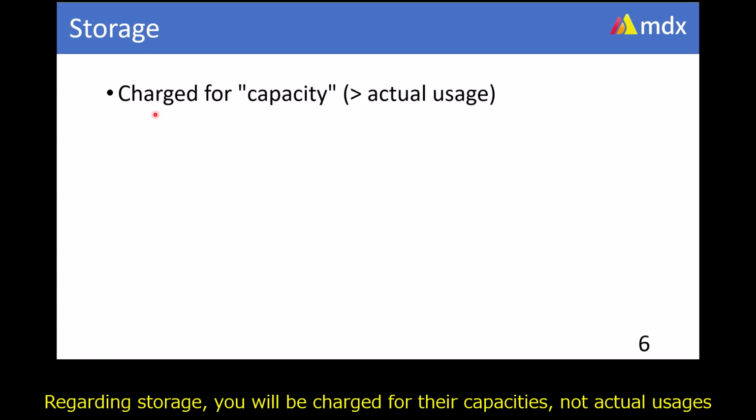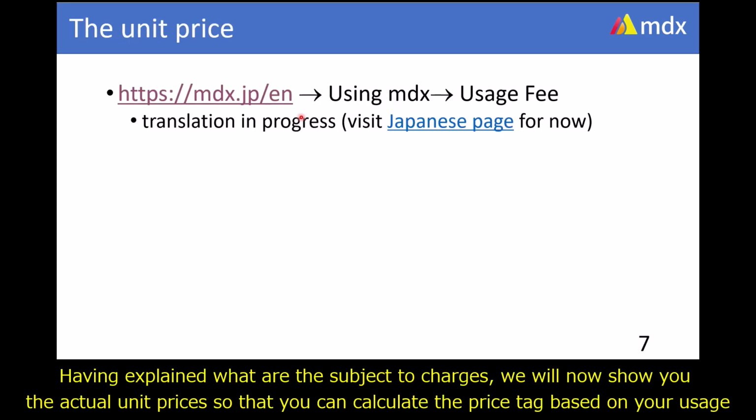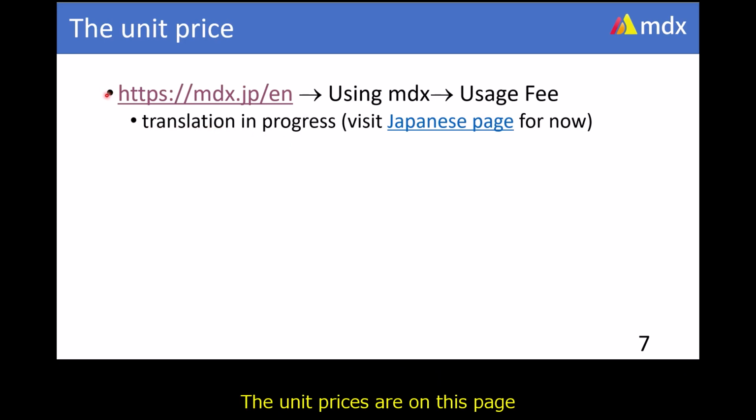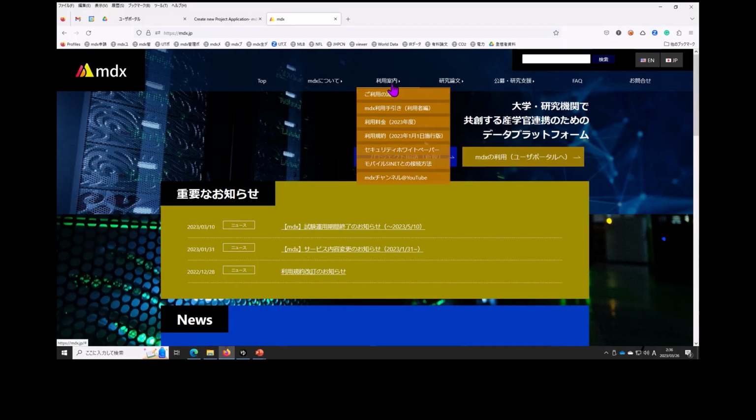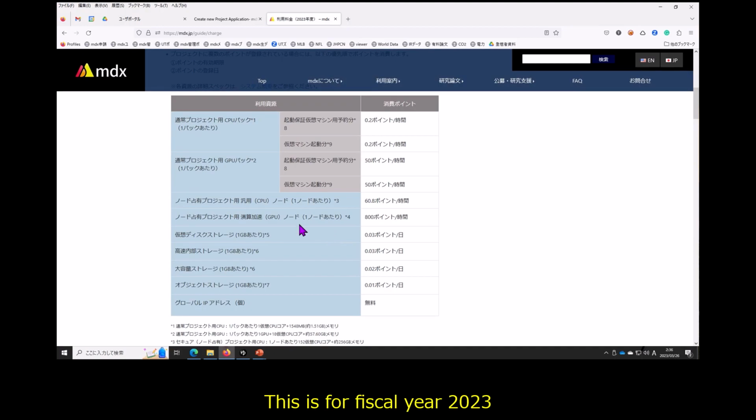Regarding storage, you will be charged for their capacities, not actual usages. Note that you will be charged even if you don't actually put any data. Having explained what are the subject to charges, we will now show you the actual unit prices so that you can calculate the price tag based on your usage. The unit prices are on this page. This is for fiscal year 2023.